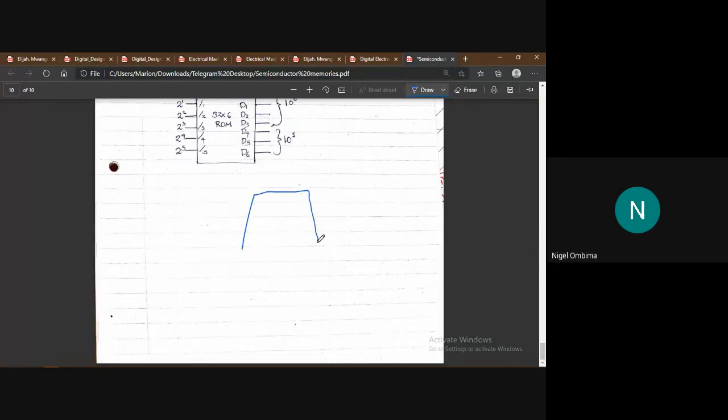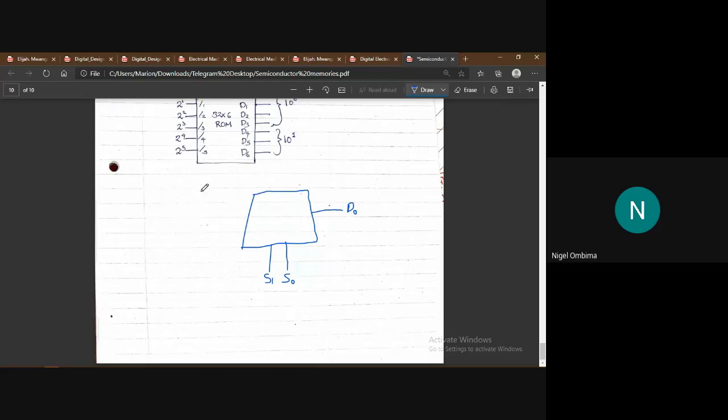This is our multiplexer. So it has select lines like S0, S1, and it's used to output data. And the data and the input lines of our multiplexer.